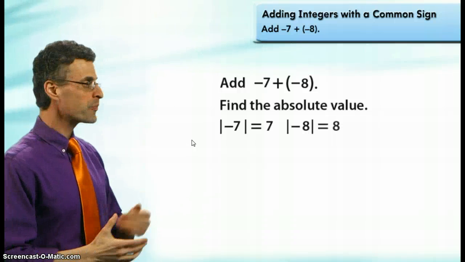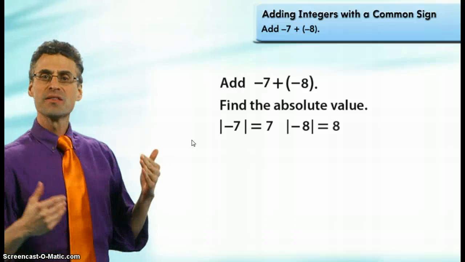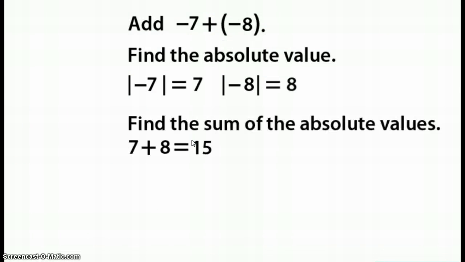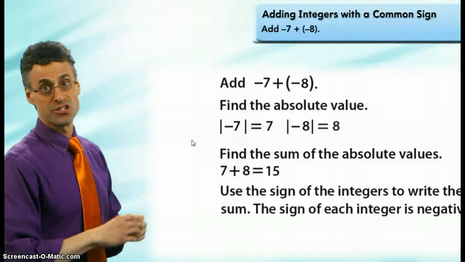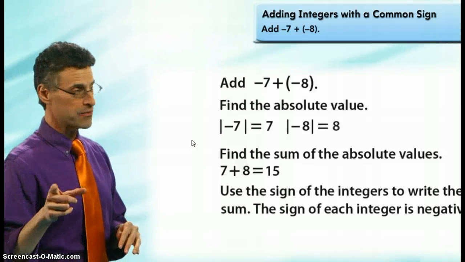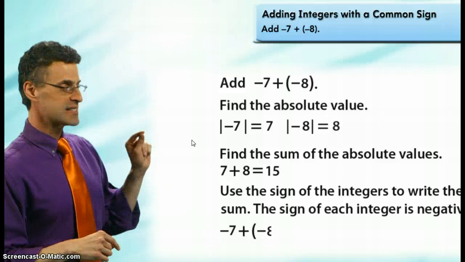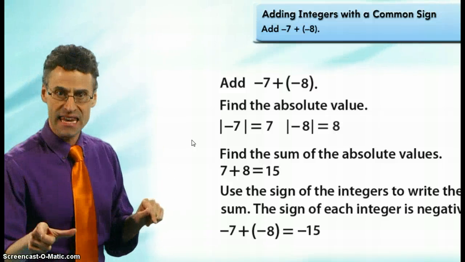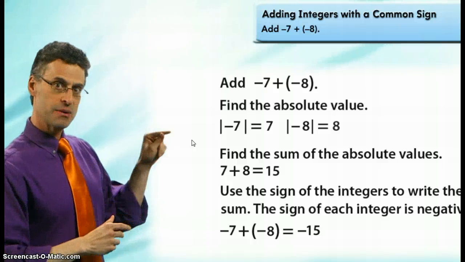in fact 8. So now we have the absolute values. We add those. So 7 plus 8 is 15. And then what do we do? We're going to now embrace the sign that is the same sign as the original signs, which remember, they were negative. So in fact, what we see here is that -7 plus -8 is -15. So you see how we captured that same sign? And that's all there is to it.